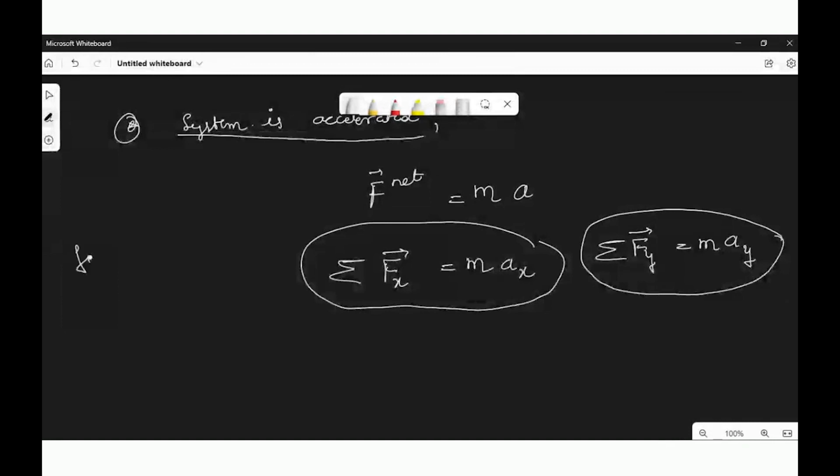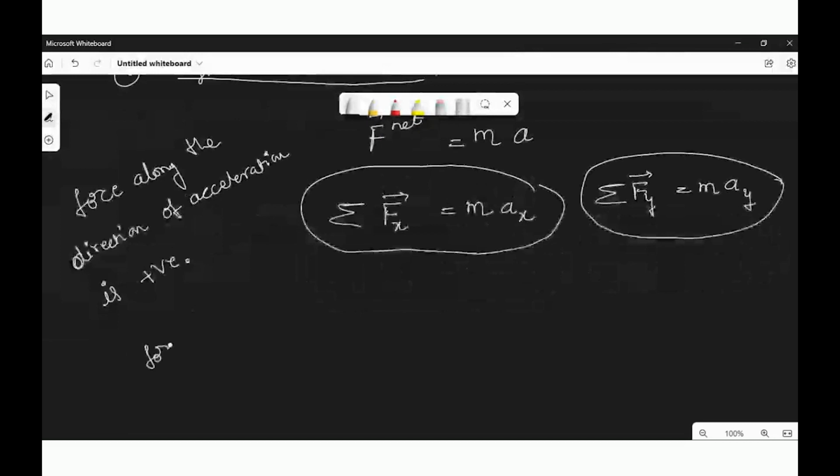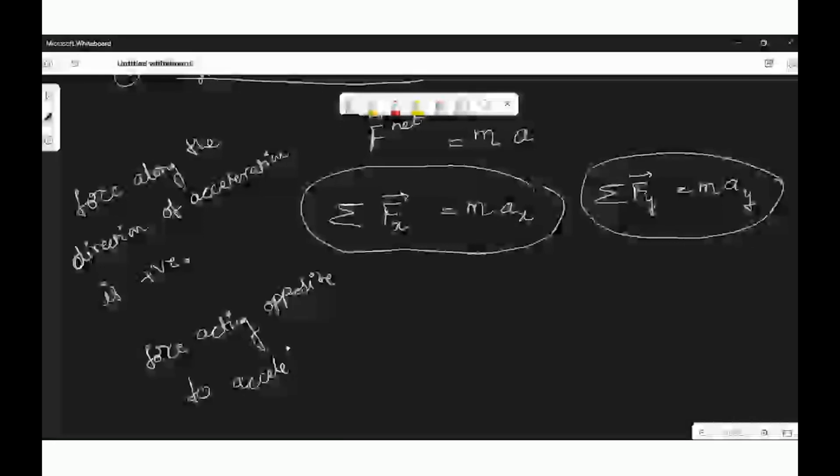And again, when you are doing this, you have to be a little careful. The force along the acceleration will be taken as positive. This is the convention we usually follow. Force along the direction of acceleration is positive, and force acting opposite to acceleration should be taken negative.